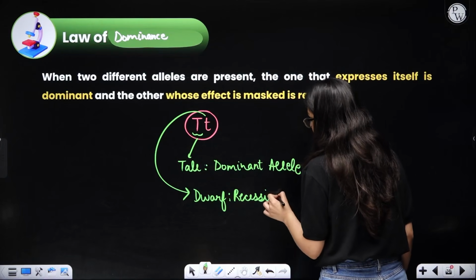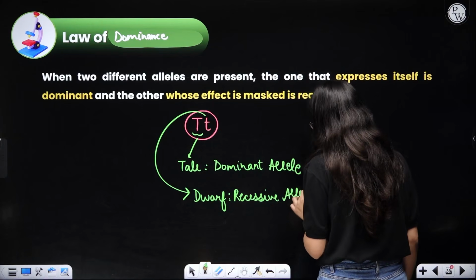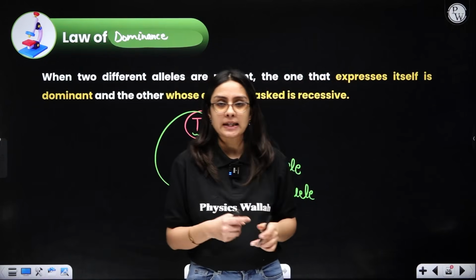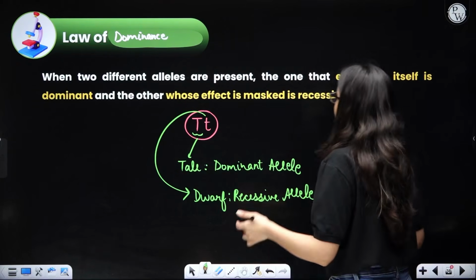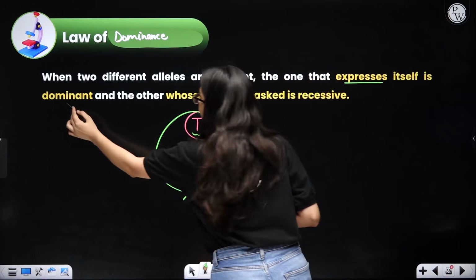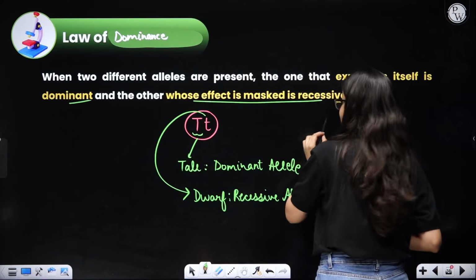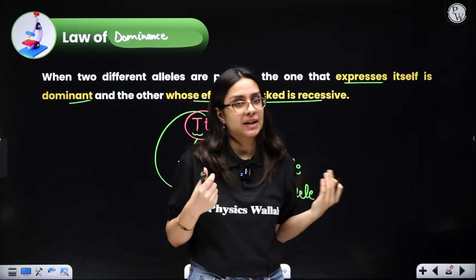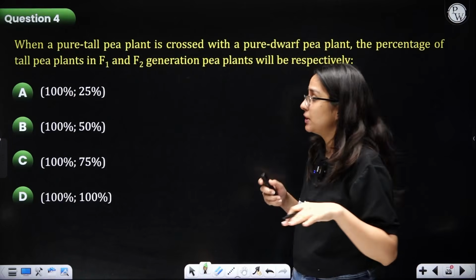I hope it is clear to everybody that whenever there is a heterozygous condition, a condition of two different alleles, the one that will express itself will be called the dominant, and the other whose effect is masked or which is not able to express will be called the recessive allele. As simple as that. These are the two things that you need to remember.